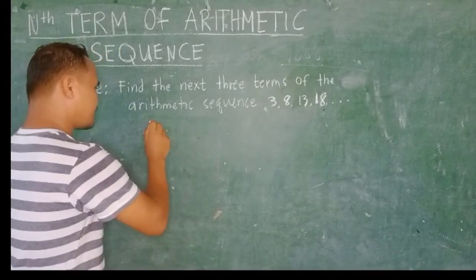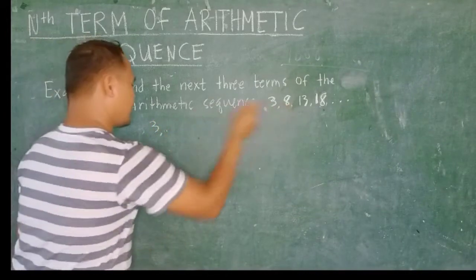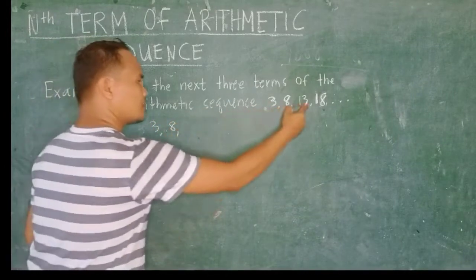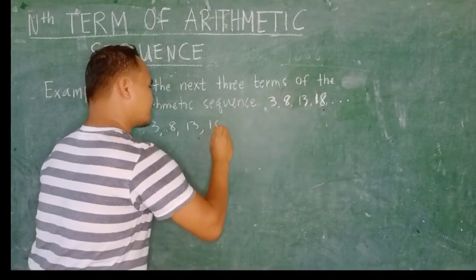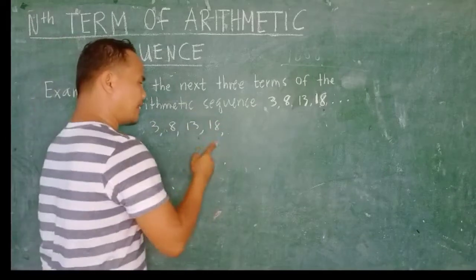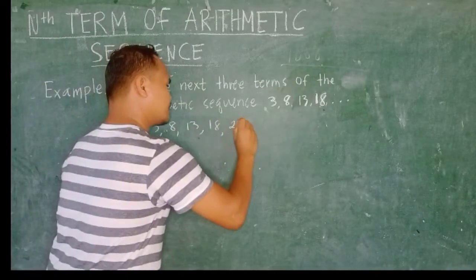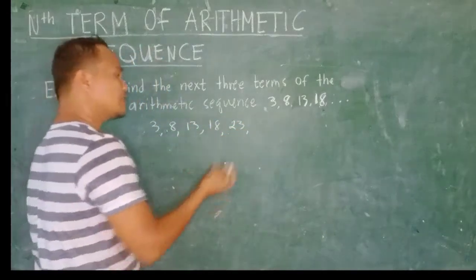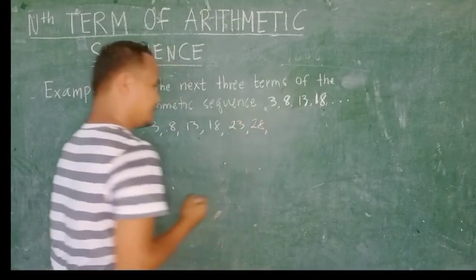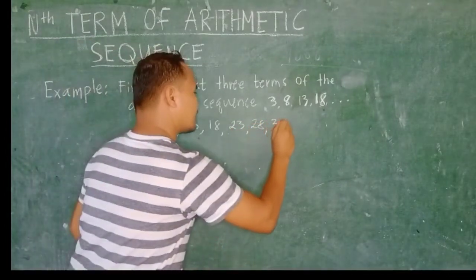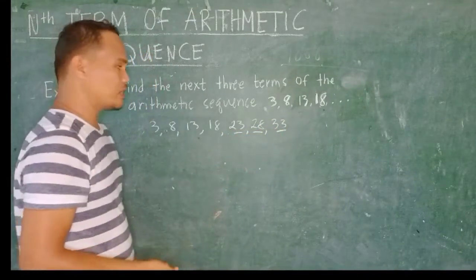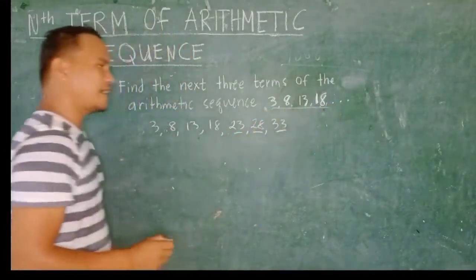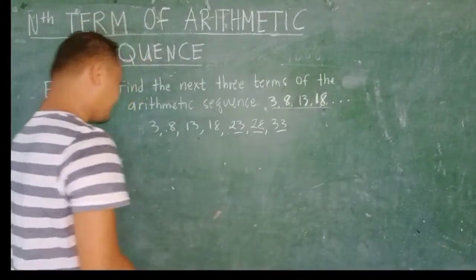So the first term here is 3, the second term is 8, the third term is 13, and the fourth term is 18. Next to 18 will be 23, and next to 23 will be 28. Next to 28 is 33. So these are the next three terms of this sequence 3, 8, 13, 18, and so on.